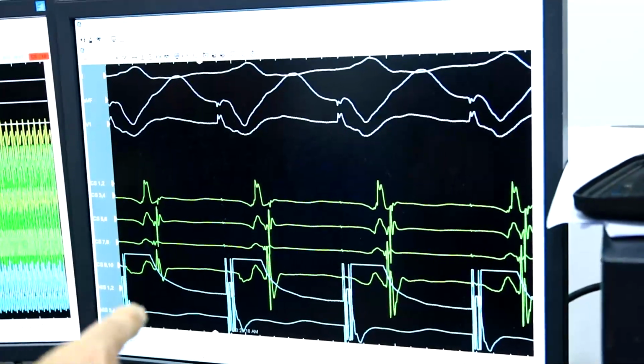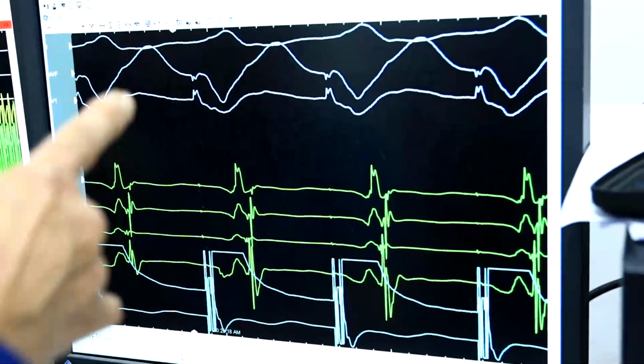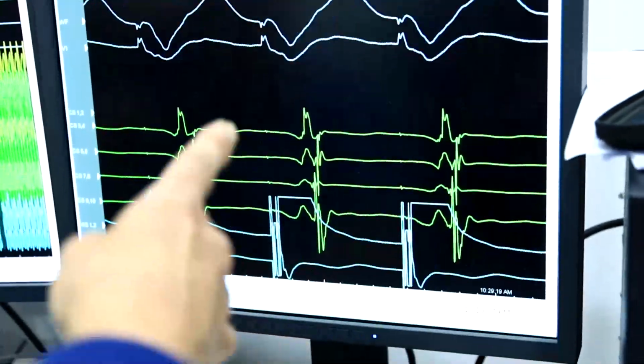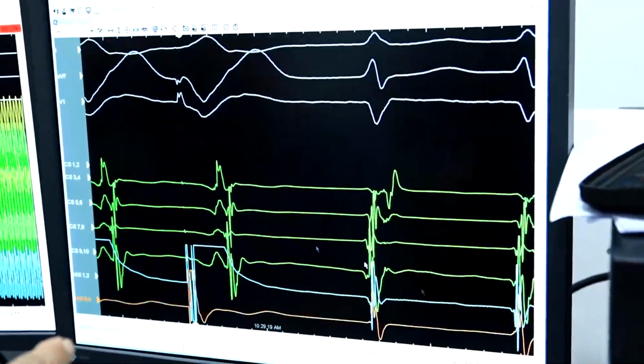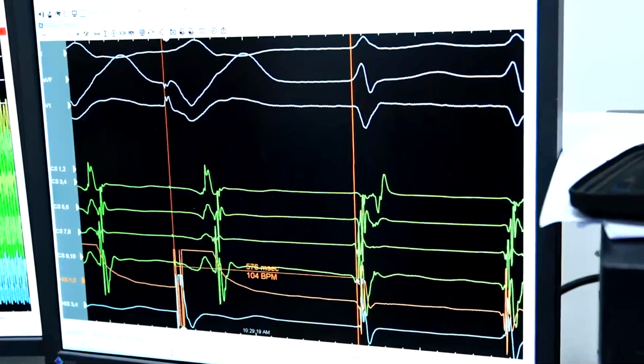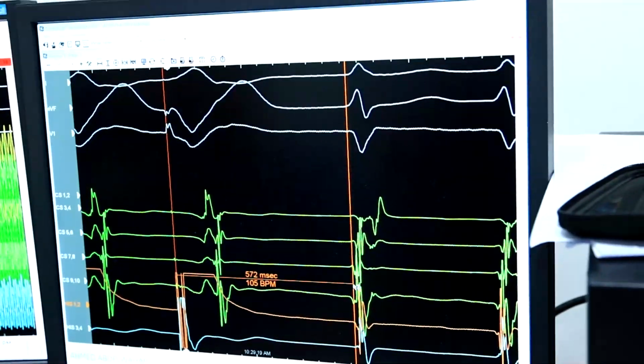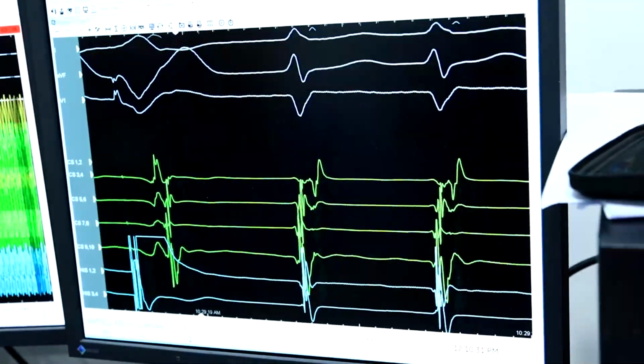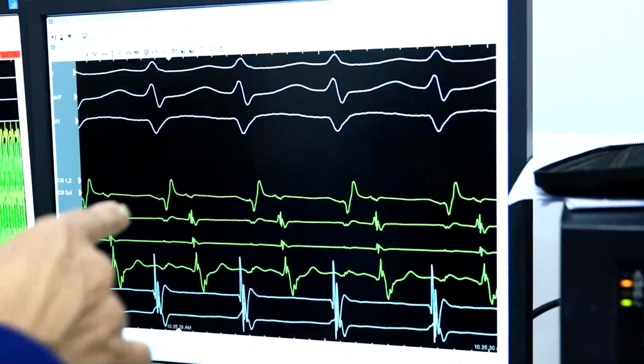So this is pacing from the right ventricular apex, as you can see here. He could entrain the tachycardia, and when he measured the PPI, it was long. So that was the first diagnosis. And then there was another tachycardia.